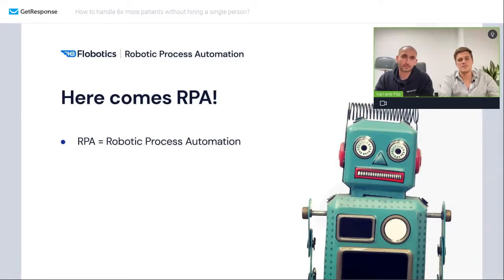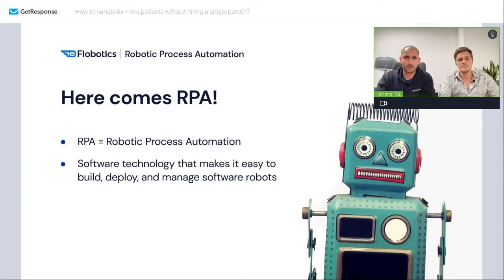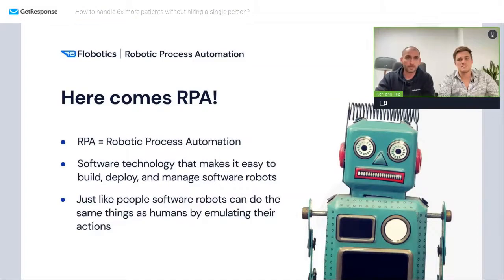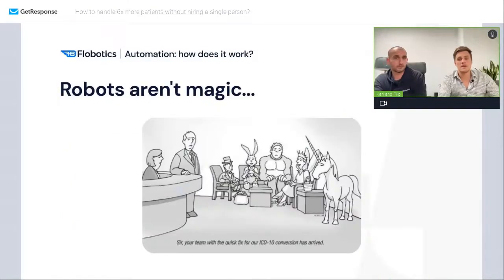So RPA stands for Robotic Process Automation. And this is a type of automation basically bundled together, a software technology that makes it easier to build, deploy, and manage these so-called software robots. And what they do, or one of the main things they do, is they mimic and emulate what humans do, if that makes sense.